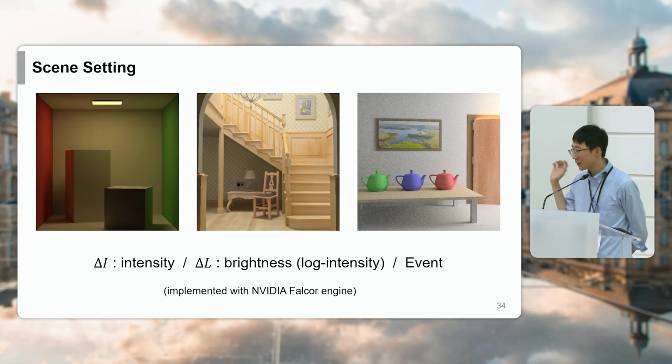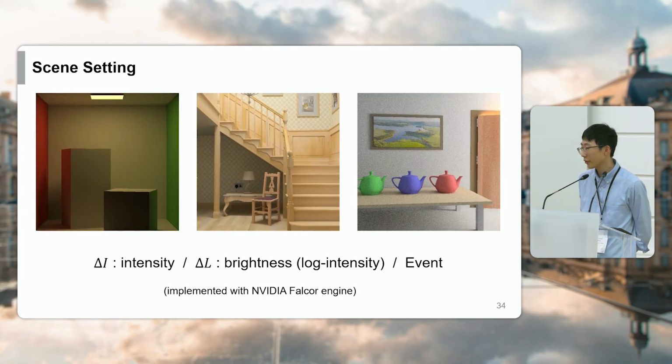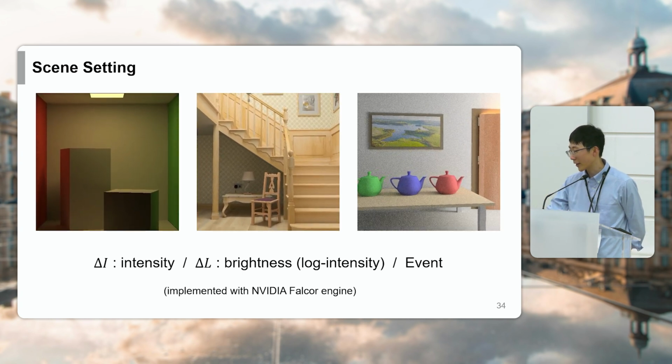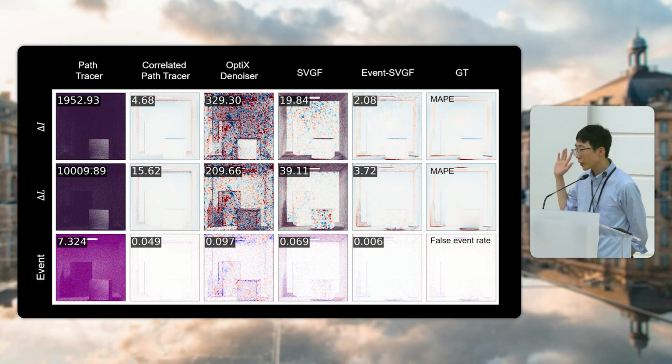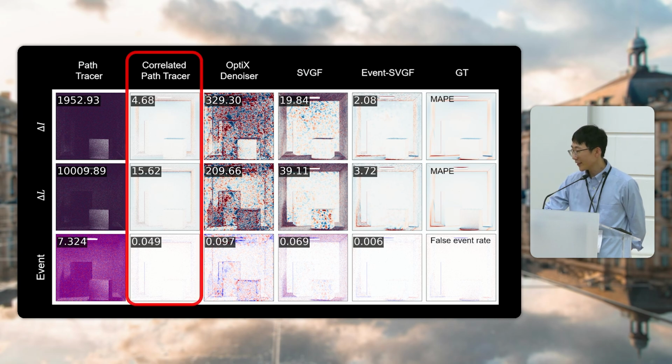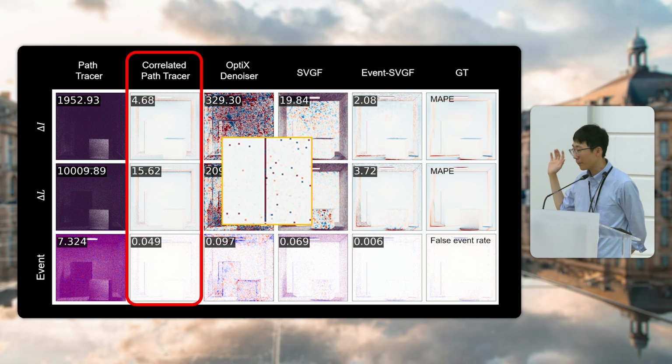We simulate these scenes with the camera moving forward and visualize temporal changes in intensity, brightness, which is log intensity, and also the resulting events. Here we compare several different rendering methods under equal time budget. As you can see, the naive path tracer without any filtering or denoising ends up with a huge amount of noise in the difference images. Using a correlated path tracer without any denoising improves the result, but it often suffers from abrupt changes between the two samples, which cause fireflies like this.